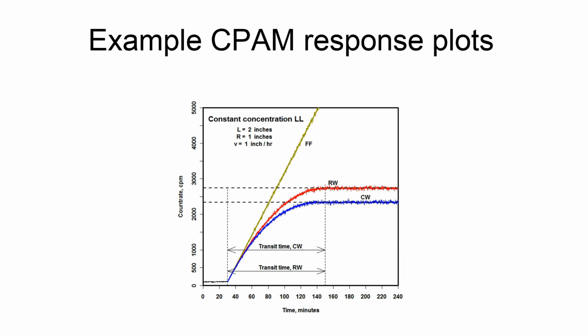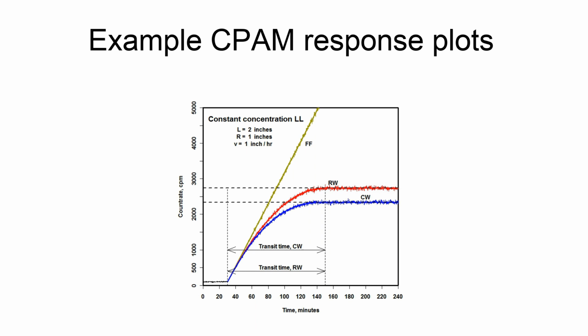In both plots, Poisson noise is added and a constant gain digital filter is applied, emulating the count rate responses as they would be observed on a modern CPAM. The horizontal dotted lines are the limiting count rates calculated from the equations given in the previous section. Also in both plots the transit times are indicated. Note that these times are measured from the start of the concentration, at time 30 minutes, not from the arbitrary time 0 of the plots.